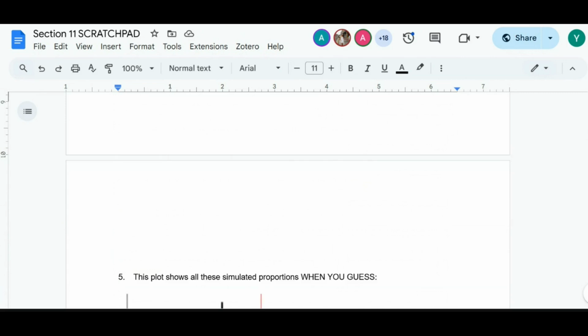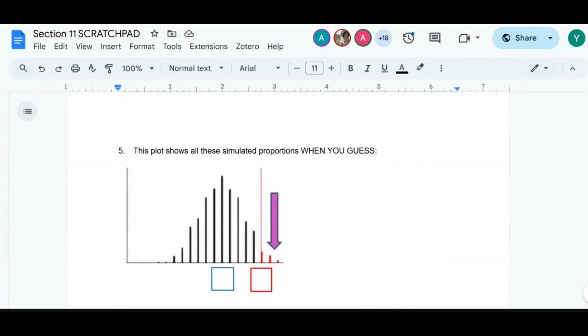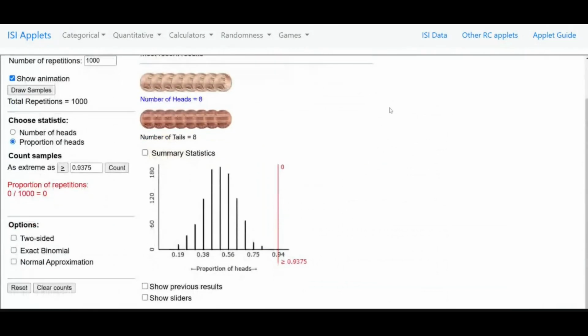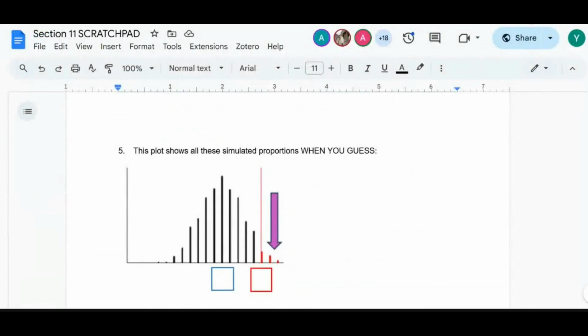So the plot shows all the simulated proportions when you guess. Did we see this picture today already? Let me flash back to the applet. As I said, I've tried to teach this in many ways, and to my chagrin, there are students who never understand. Even though this is introduced literally in the beginning of class, there are students who never get it. So I've tried so many things.